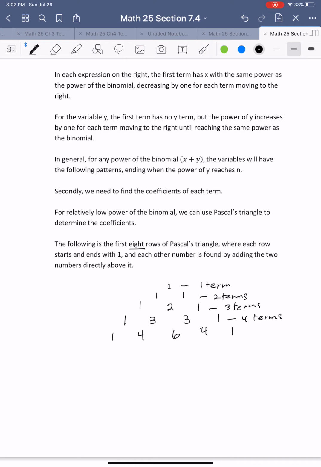And then 1. So I got 1. 1 plus 4, 5. 4 plus 6, 10. 6 plus 4, 10. 4 plus 1, 5, and 1. So I got 1. 1 plus 5, 6. 5 plus 10, 15. 10 plus 10, 20. 10 plus 5, 15. And 5 plus 1, 6, and 1. And then 1, 7, 21, 35, 35, 21, and 7 and 1. I think we got all 8 rows. So you can continue.